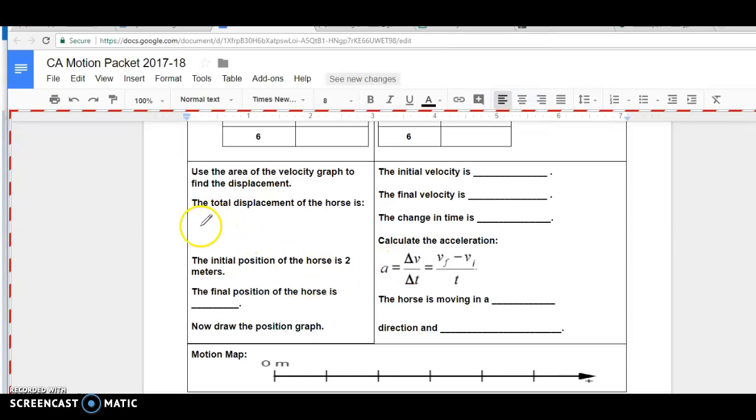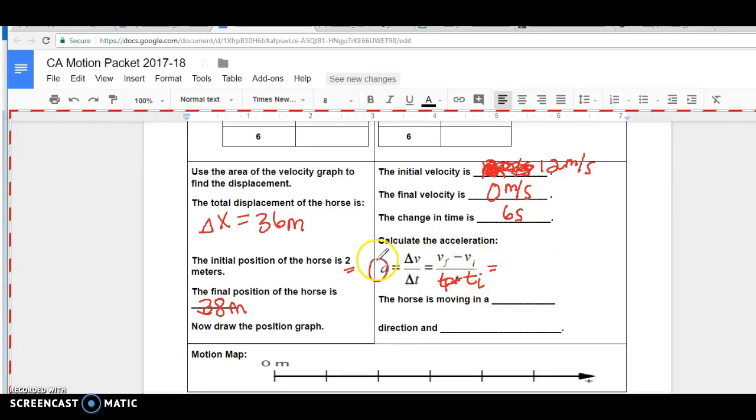So the total displacement of the horse, we use the area, should have been delta x was 36 meters. When he started at 2 meters, he ended up at 38 meters because 2 plus 36 makes 38. His initial velocity was 12 meters per second, the final velocity was 0 meters per second, and the time that it took was 6 seconds. I'm going to do this a little different under here.